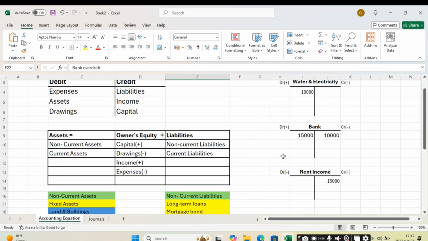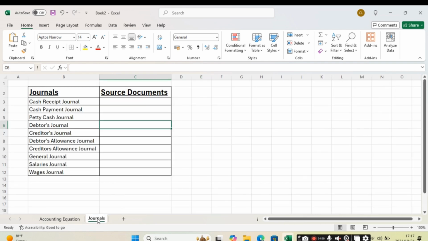Okay, so now let's quickly do our channels. I'll just move quickly here on our channels. We all know these channels. We have our CRJ, which is our cash receipt channel. We have our CPJ, cash payment channel, PT cash, debtors channel, creditors channel, and we also have debtors allowances channel, creditors allowances channel, general channel, salaries channel, and then the wages channel.